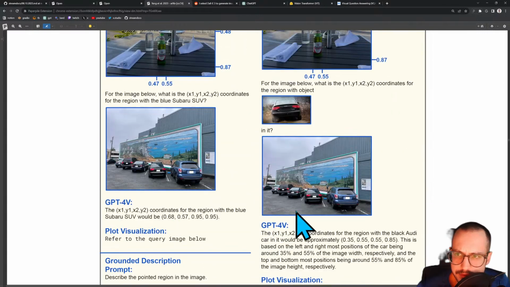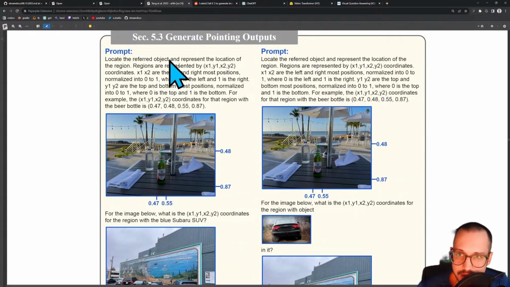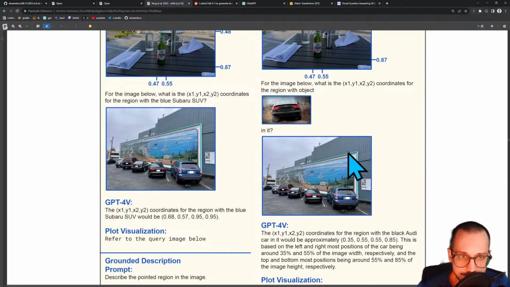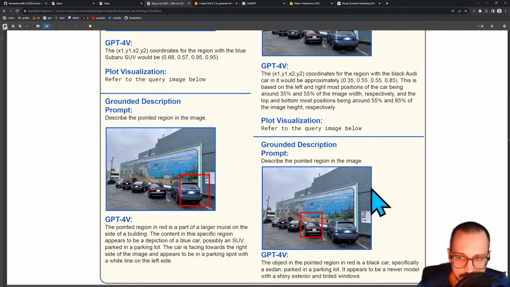I don't know. What do we got here? Generate pointing outputs. Okay, so it's still not good at this bounding box. And this bounding box probably tells you that the way they're cropping or resizing these images to feed them into the pre-trained vision encoder, there's probably some weird stuff going on there, and that's why you get this weird offset.